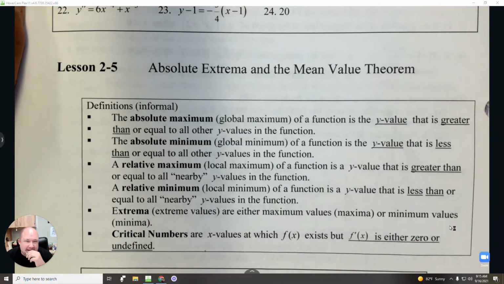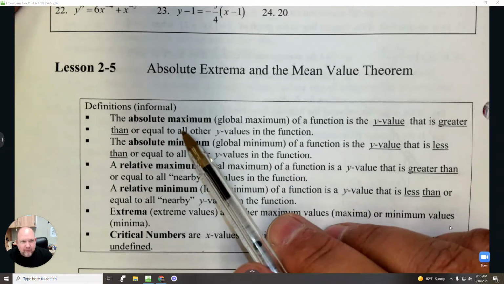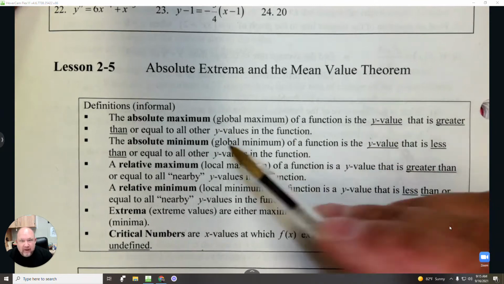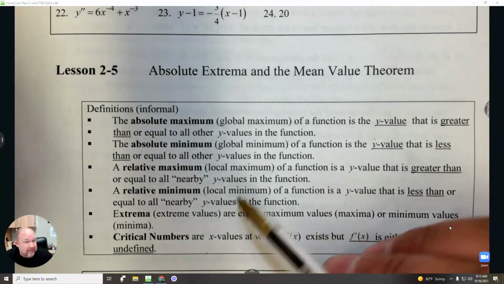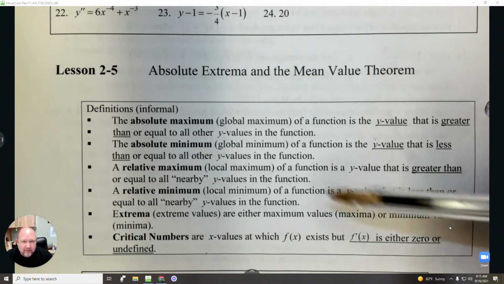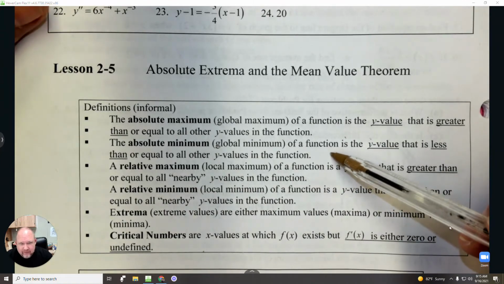Lesson 2.5, Absolute Extrema and the Mean Value Theorem. Absolute maximum is the y value that's greater than any other y values of the entire function. It is an absolute, the highest point in the whole graph, period. Absolute minimum is a y value that's the lowest, or less than any others.